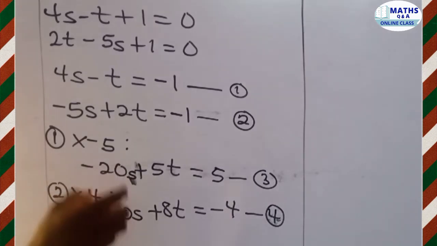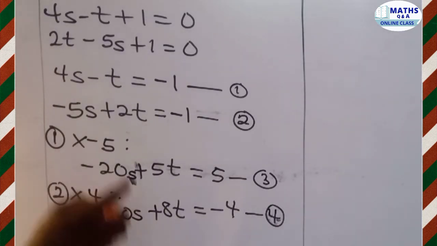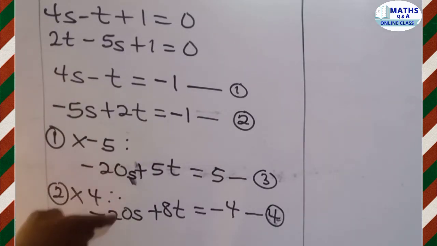They are the same values multiplying x in the two equations. And then we have 5t, 8t, 5 and then negative 4. Now we still want to eliminate the s, and you see that the coefficient of s in the two equations are the same. This is -20, this is -20, they are the same.